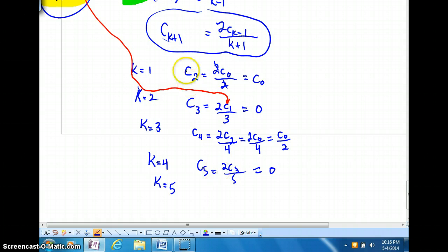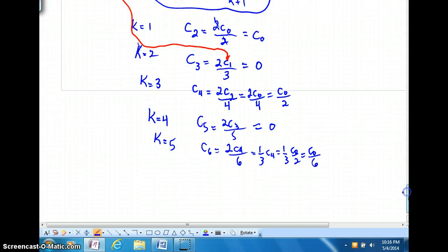Well, if k equals 5, well, 5 plus 1 is 6, we get c sub 6. And this is going to become 2 times c sub 4. Down below, 5 plus 1 is a 6. So what was c sub 4? Well, we could even break this down a little bit. 2 over 6 is 1/3, and here's c sub 4. But look above, c sub 4 was c sub 0 all over 2. So this becomes c sub 0 all over 3 times 2, or 6. Something to think about there.